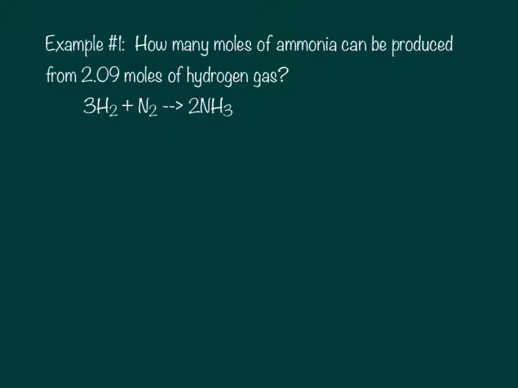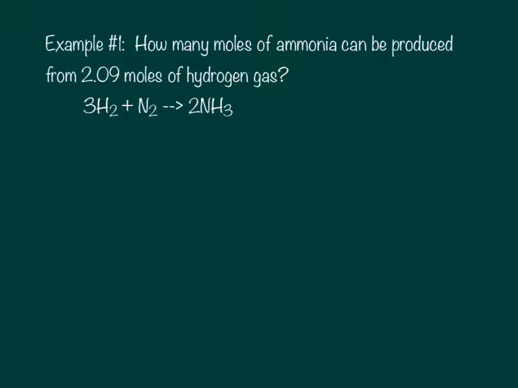Here we have a good example of a basic stoichiometry problem, like the ones we need to be able to do. This one says: how many moles of ammonia can be produced from 2.09 moles of hydrogen gas? If we take a look at our balanced equation, we want to know how many moles of ammonia, that's the NH3, can be produced from 2.09 moles of hydrogen gas. The equation is already given to you, and it's already balanced. Always double check that your equations are balanced because we need that for our mole-to-mole ratio.